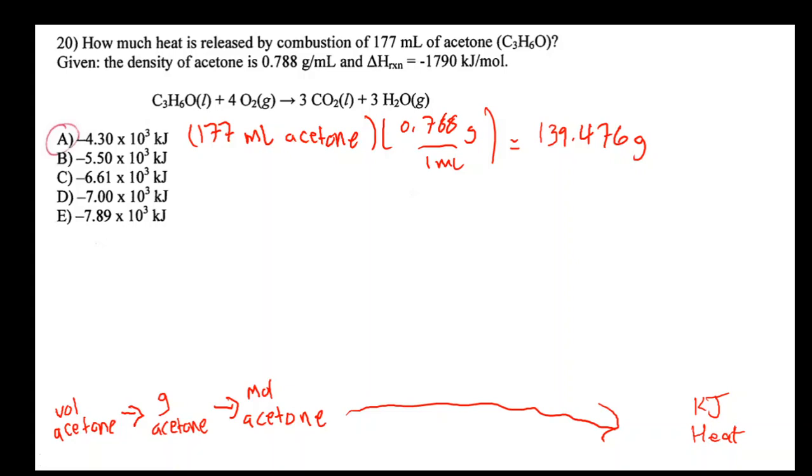So now we want to convert that to moles of S. Oh, they didn't give us the molecular mass. Oh, no. Okay. So we're going to have to calculate the formula mass for this guy. So we have 3 carbons times 12.011 grams per mole, plus 6 hydrogens times 1.00794 grams per mole, plus 1 oxygen at 15.9994 grams per mole.